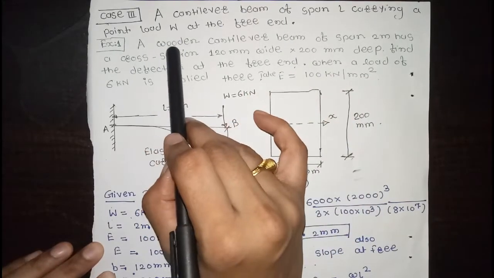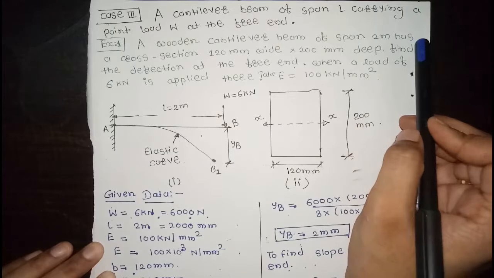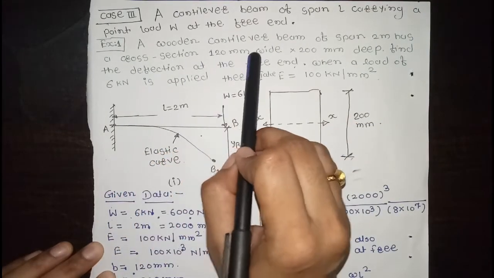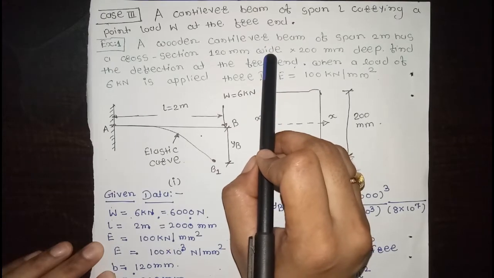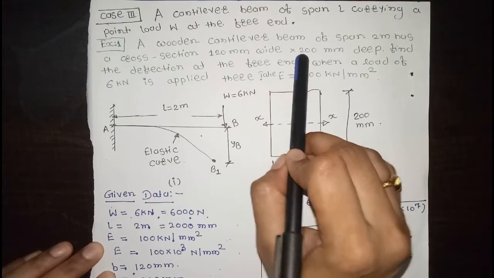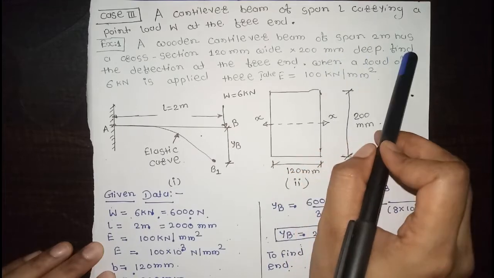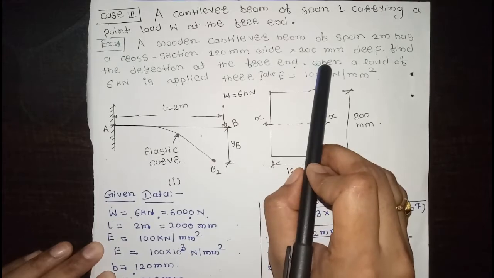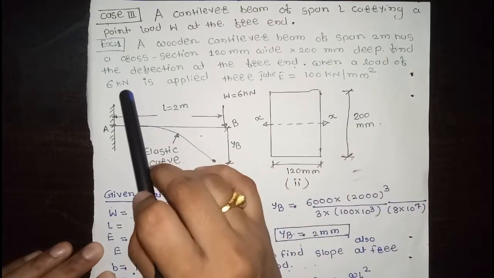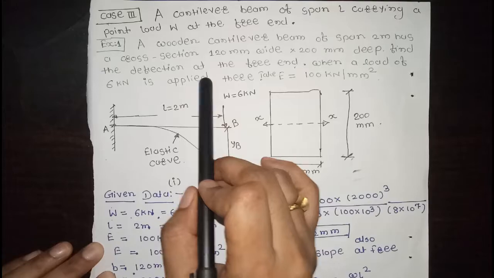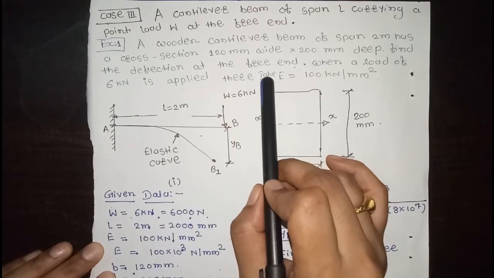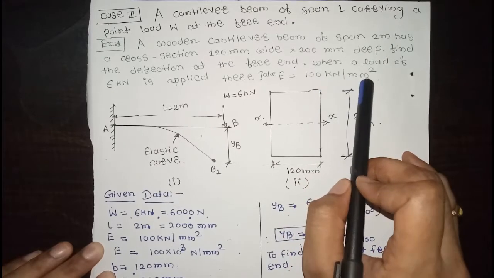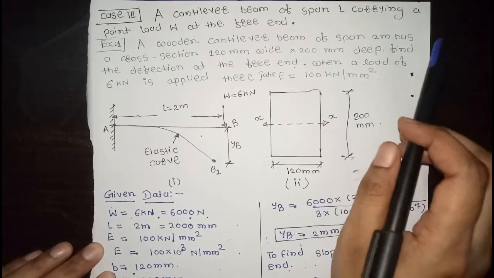Okay, first example, a wooden cantilever beam of span 2 meter has a cross section 120 mm wide into 200 mm deep. Calculate the deflection at the free end when a load of 6 kN is applied there. Take the value of capital E is equal to 100 kN per mm square.